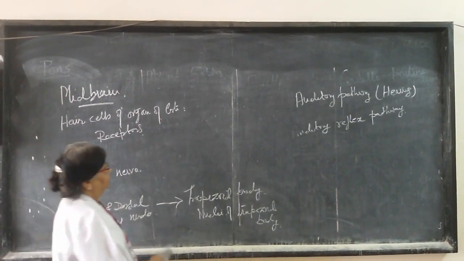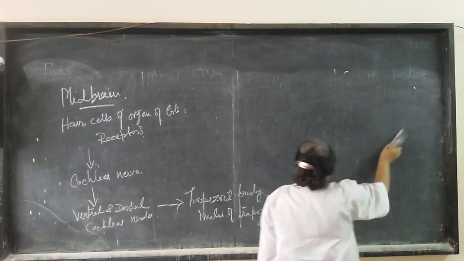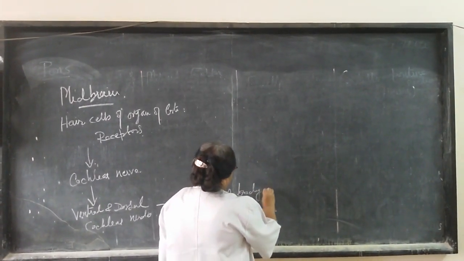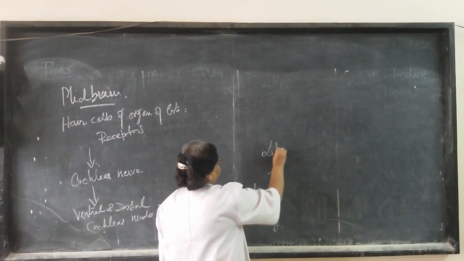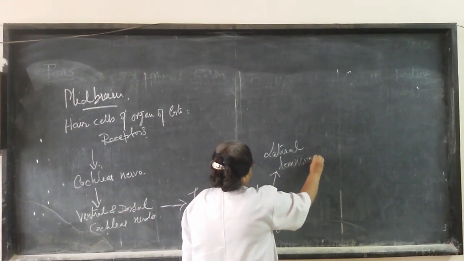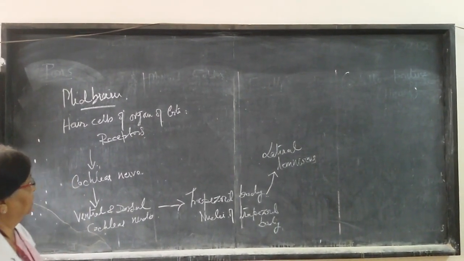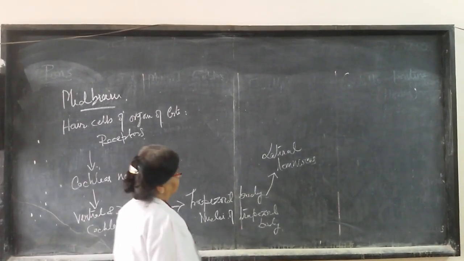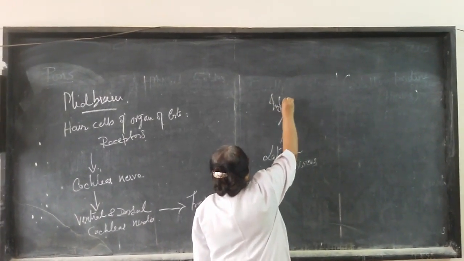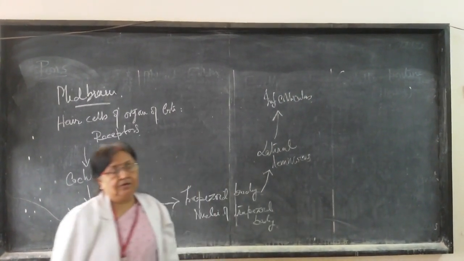The fibers of the trapezoid body cross the median plane and form a bundle known as the lateral lemniscus. The lateral lemniscus contains both crossed and uncrossed fibers. The lateral lemniscus terminates in the inferior colliculus.